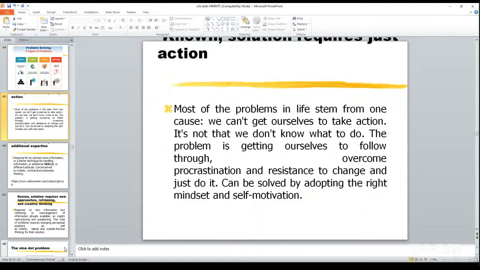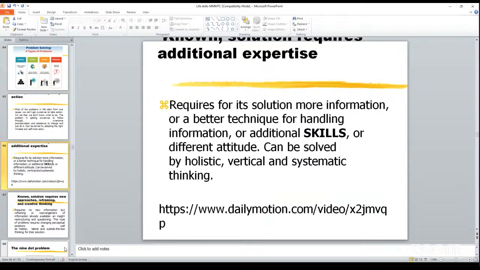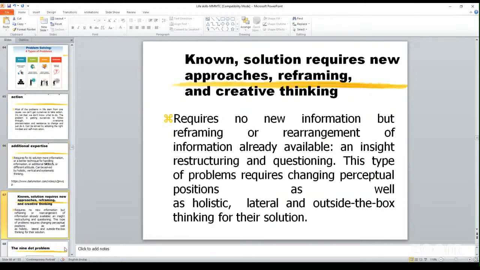Okay, we'll look one by one. As I said, we discussed this. Additional experts are also required, where skills are required, and a known solution requires new approaches. That also we discussed. It requires changing perceptual positions as well as holistic, lateral, and outside the box thinking for the solution.